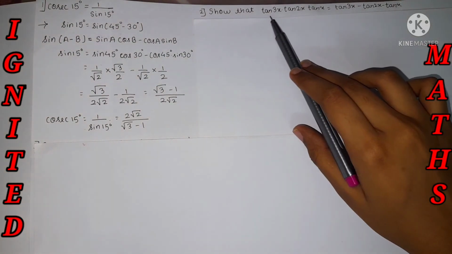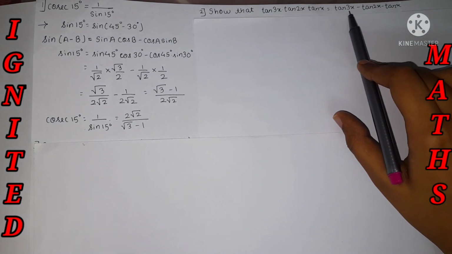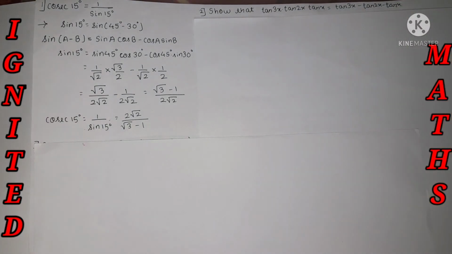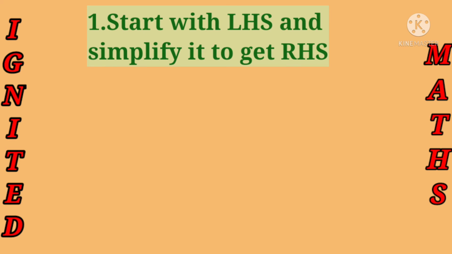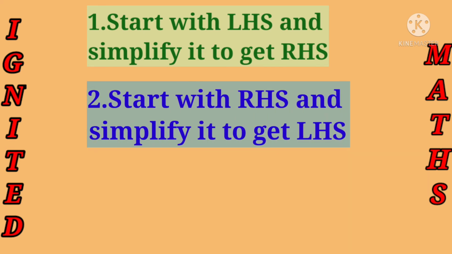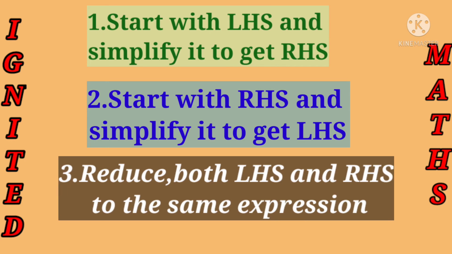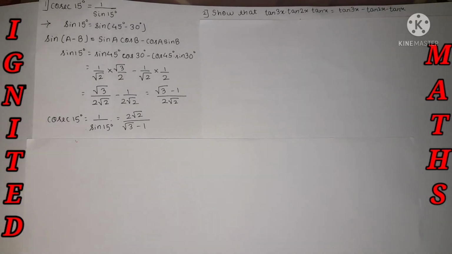In the second question, we need to show that tan 3x tan 2x tan x is equal to tan 3x minus tan 2x minus tan x. For proving trigonometric identities, here is a small tip: start with LHS and simplify to get the RHS value, or start with RHS and simplify to get the LHS value. Otherwise, the most important is to reduce both LHS and RHS to the same expression, if required. Especially for this example, I am going to use the third point. We prove it from LHS to RHS and from RHS to LHS. I am going to show the relation with the proof.